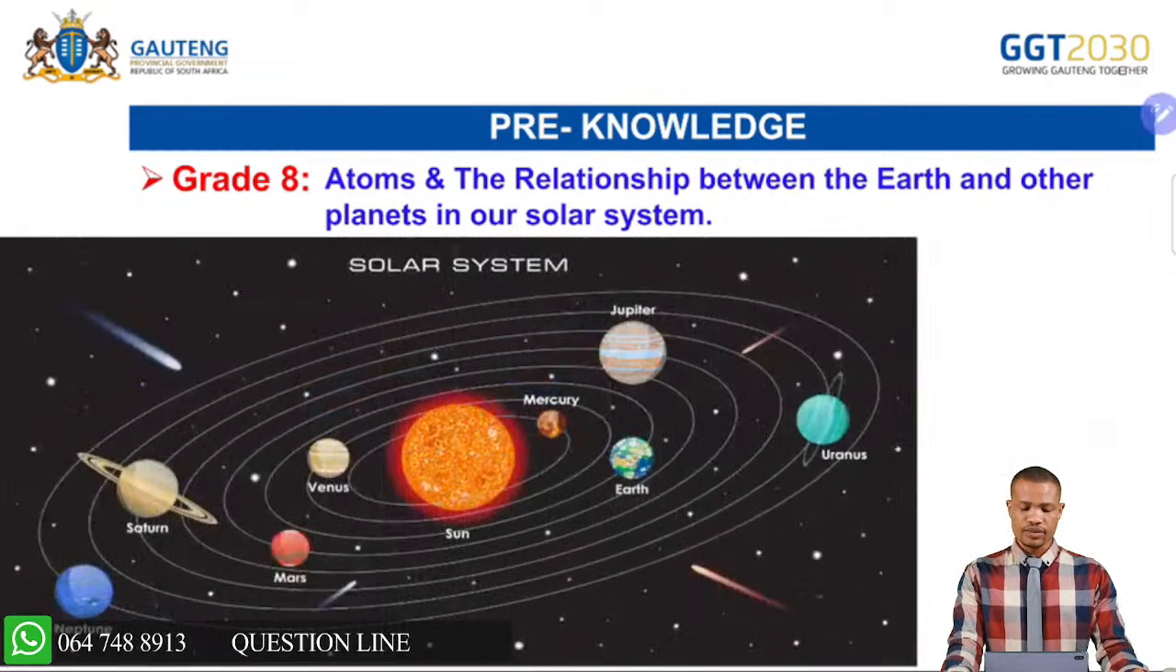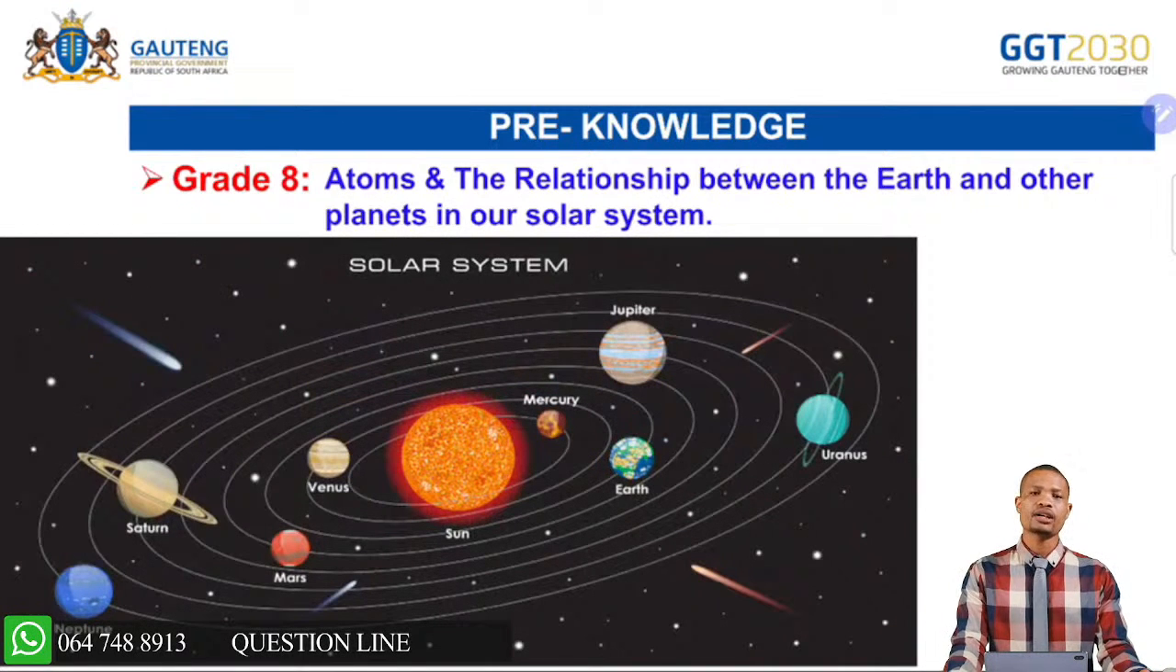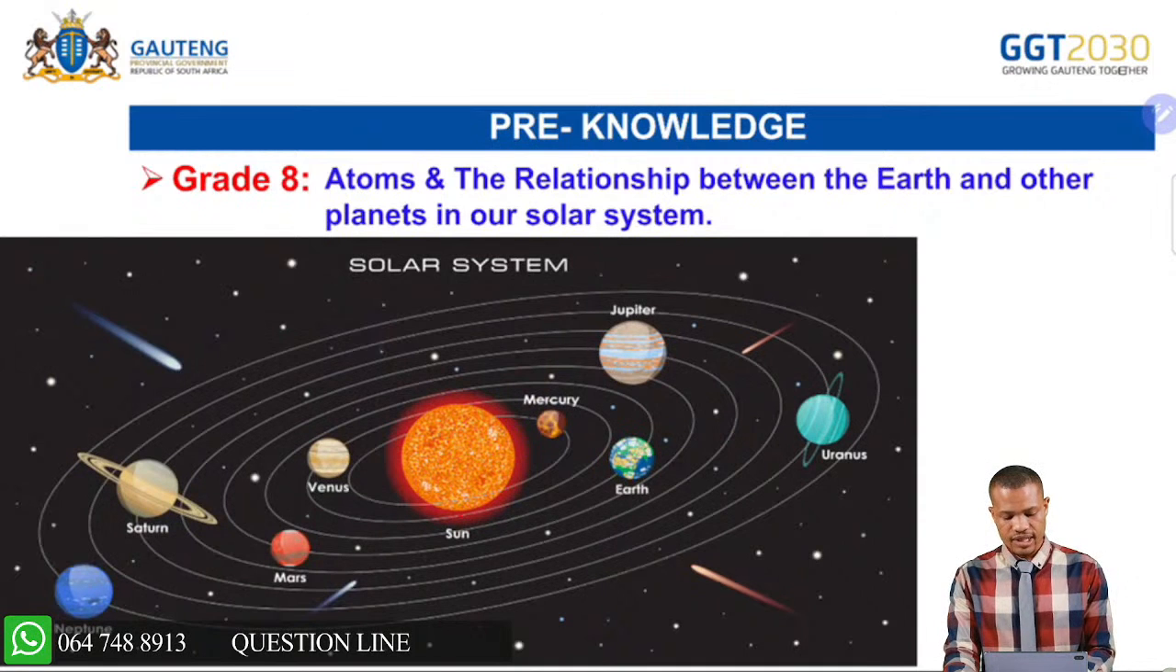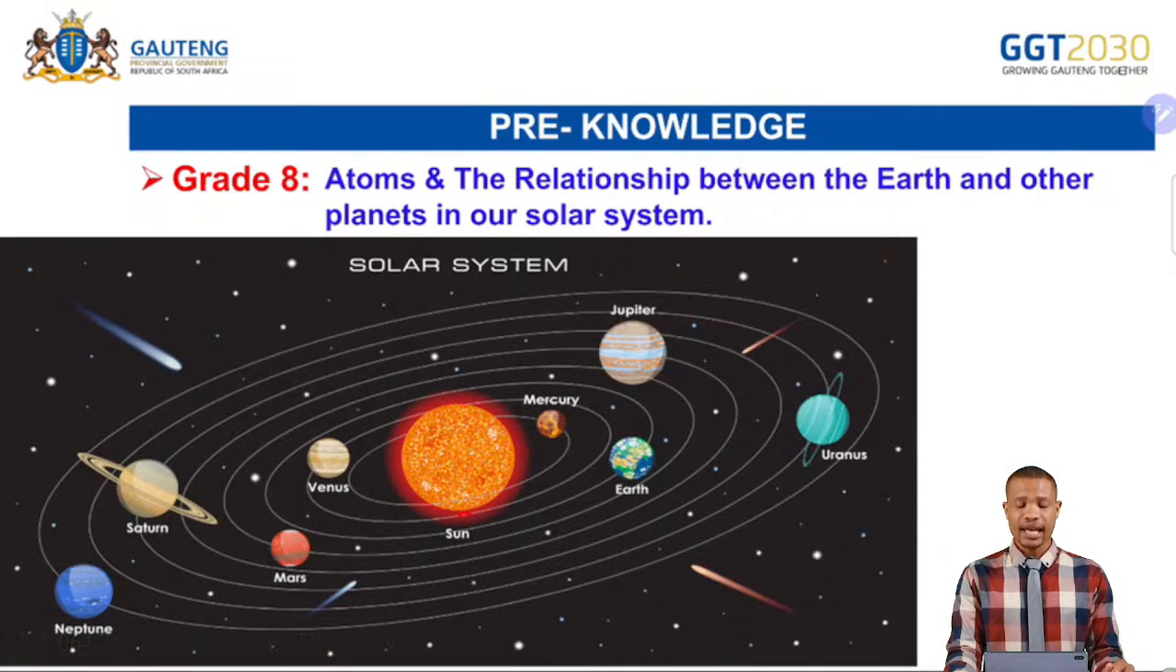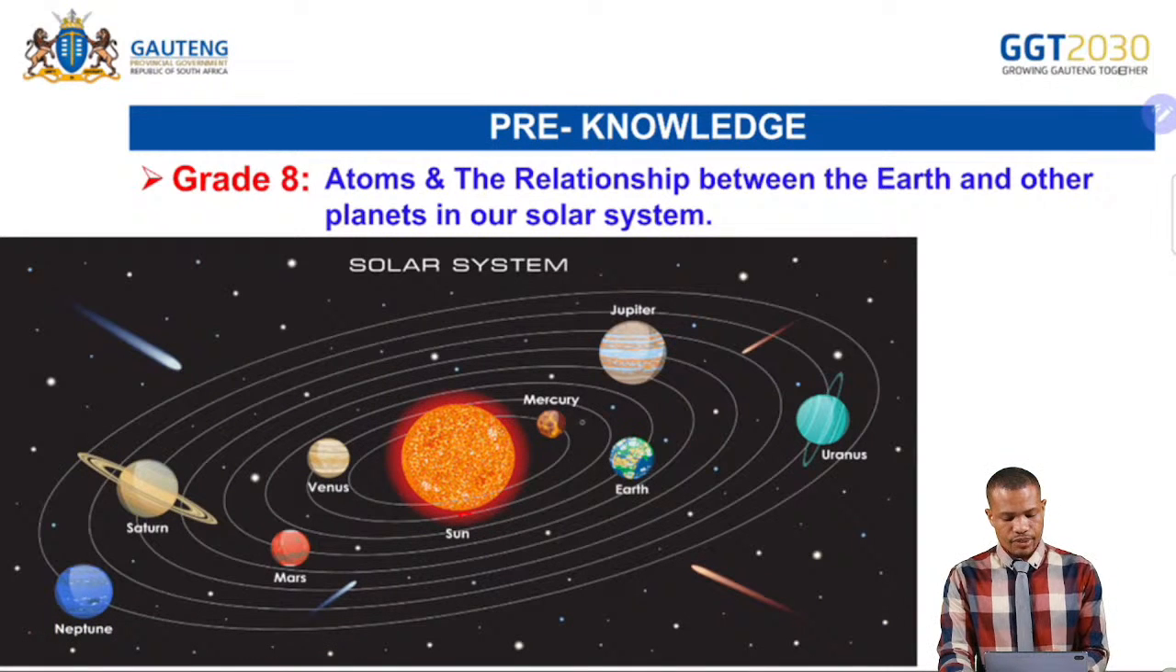Okay, let's continue. And then we learned in our previous lessons about the relationship between the Earth, the Sun, and other planets. We know that the Sun is at the center of the solar system, and around it there are 8 planets. Okay, the first one will be your Mercury, the second one Venus, the third one the Earth, the fourth one will be Mars, followed by Jupiter, Saturn, Uranus, and lastly Neptune.